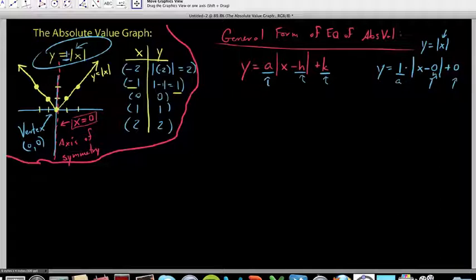here is h and here's k. That a value told me the slope of the graph to the right of my vertex. Remember over here, the slope was 1, up 1 over 1. That a value is what was telling me that.